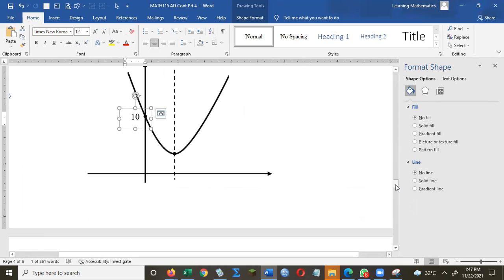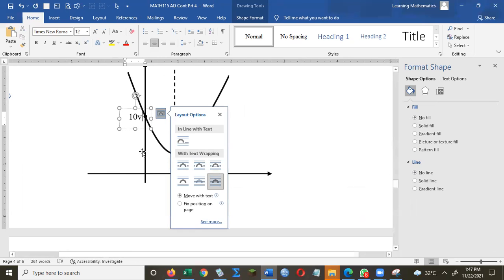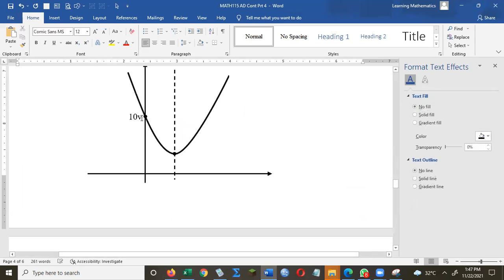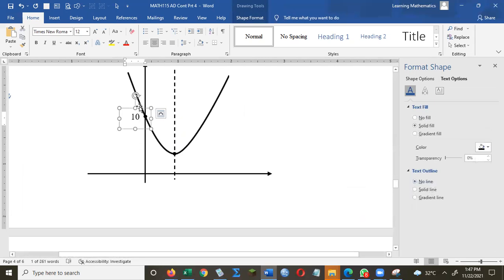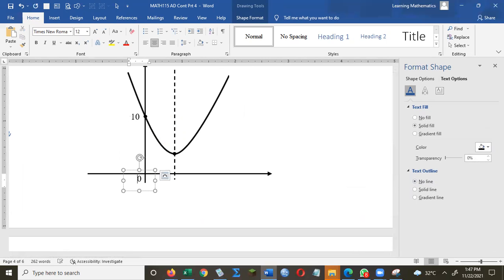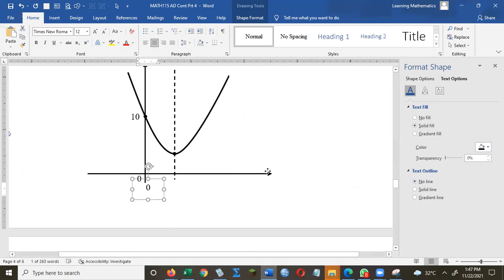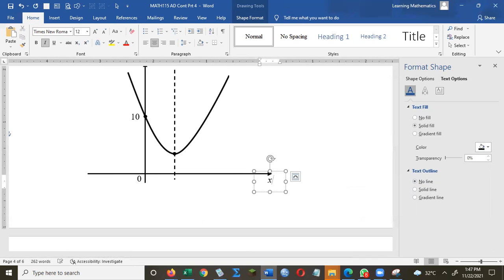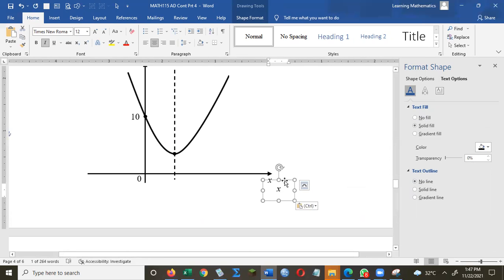Zero in the origin, here it is. Put your 0 in the origin. You label your x-axis. X is the horizontal axis. You label your vertical axis Y.